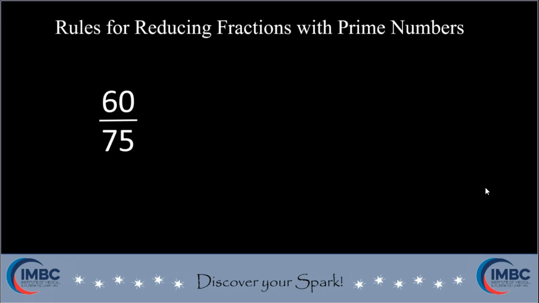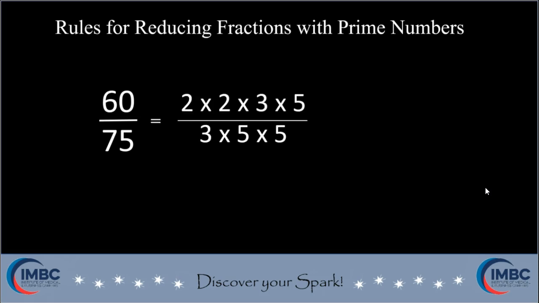Rules for reducing fractions with prime numbers. Find the prime factors, that's step 1. The prime factors of 60, 2 times 2 times 3 times 5. And the prime factors for 75, 3 times 5 times 5.